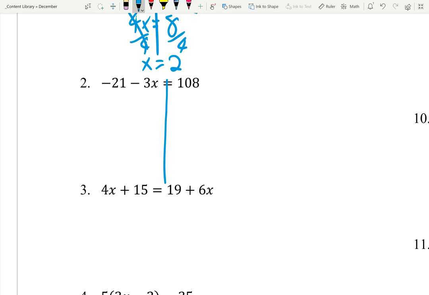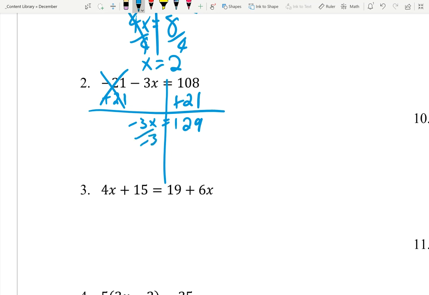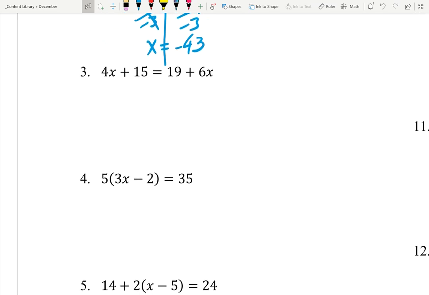So in this case, we're going to have to add this 21 to get rid of this 21. The opposite of minus 21 is by adding it, right? So that'll cancel out. We'll have negative 3x equal to 108 plus 21, which is 129, and then we need to divide by a negative 3. And this comes out to, let me use my calculator real quick. 129. Okay, negative 43 is the answer there.